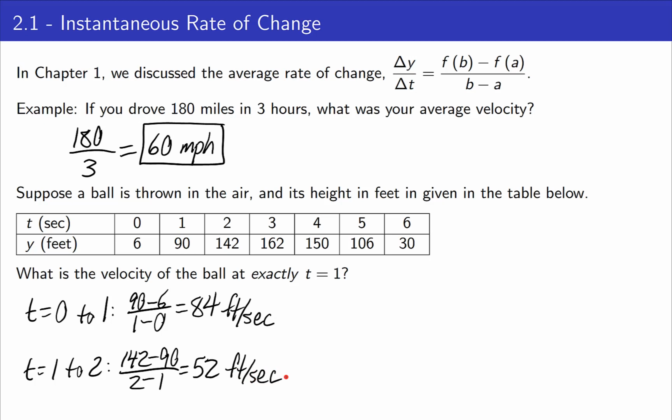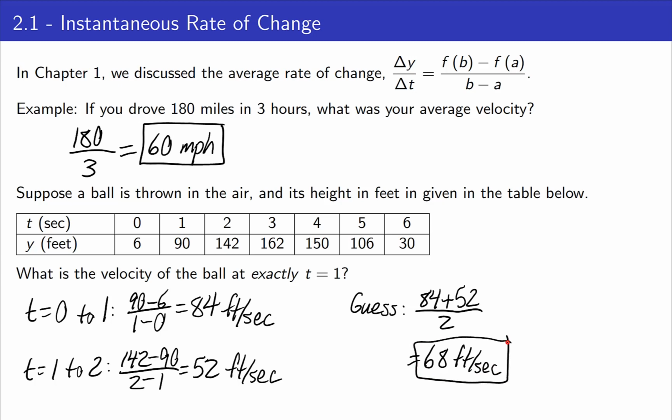Now what do we do with this? If we want to know how fast the ball was going at exactly t equals 1, then our best guess would be just to average the two. Let's take 84 plus 52 and divide it by 2. That gives us 68 feet per second.